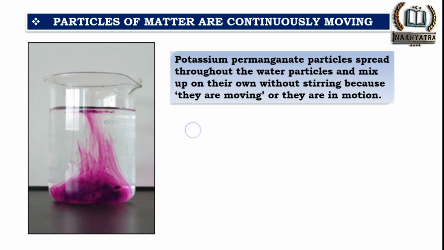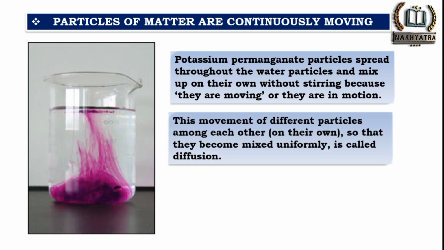Now, in a beaker containing water, take the potassium permanganate particles and you can see that they spread throughout the water particles and also mix up on their own even without stirring. This is because they are moving, or we can say that they are in motion. Can you see here?